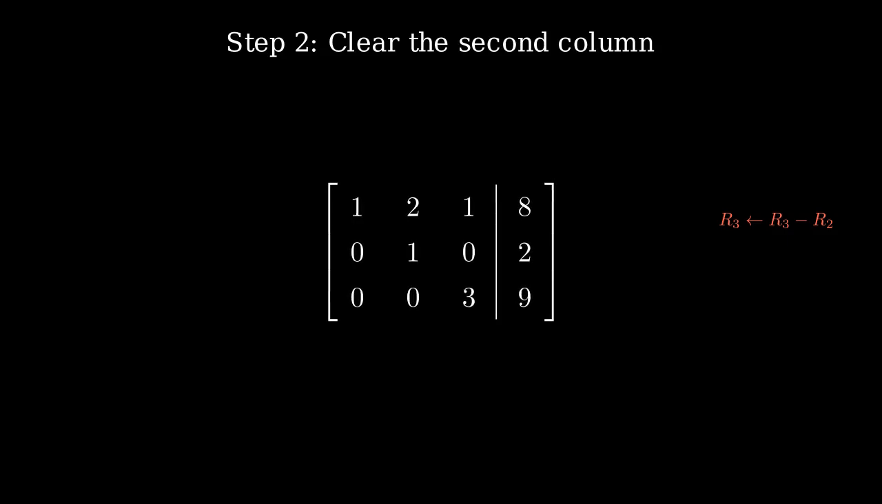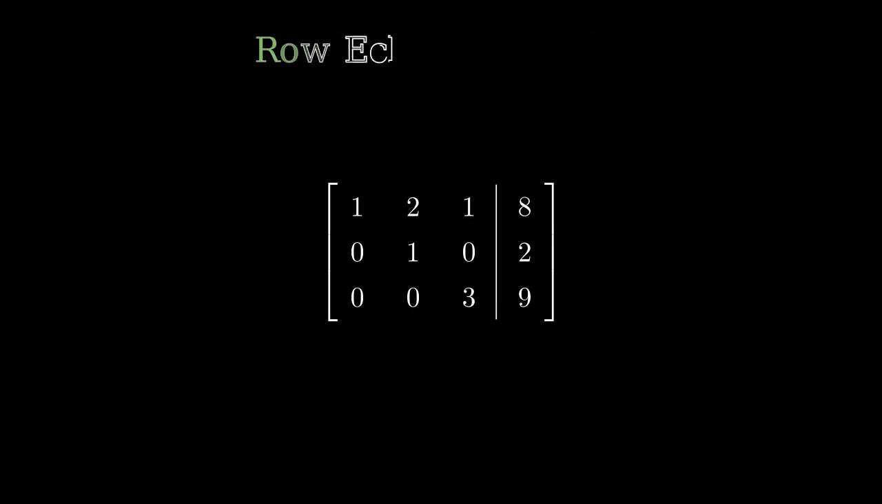Look at what we have now. Zeros below the diagonal, a nice staircase shape. This is row echelon form. The hard work is done.